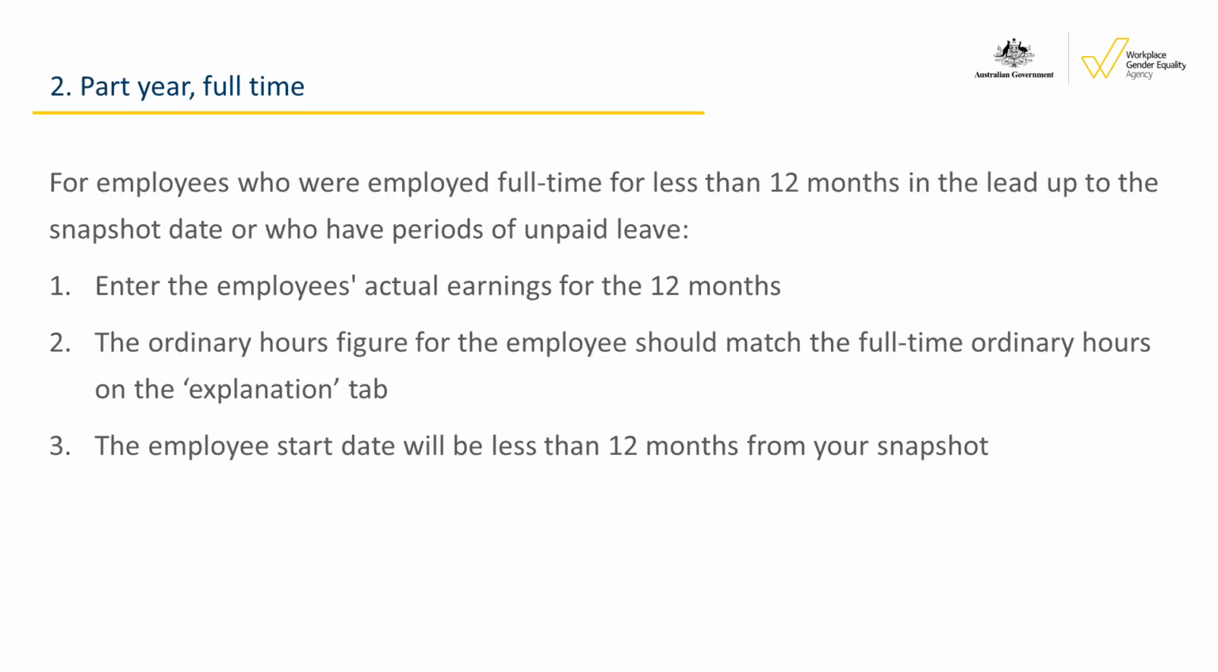If the employee worked full-time hours for less than 12 months in the lead up to the snapshot date or has periods of unpaid leave, you will enter the employee's actual earnings for the 12 months and an ordinary hours figure which matches your full-time standard on the Explanation tab of the profile. When a full-time employee has worked part of the year, the template will use the employee's start date to determine if a calculation is required.